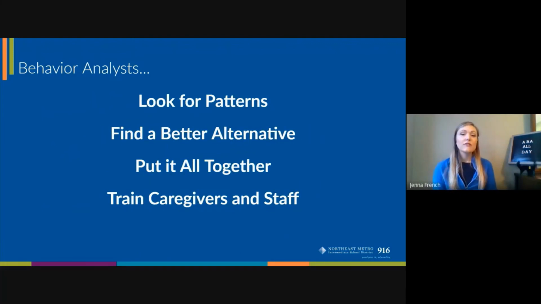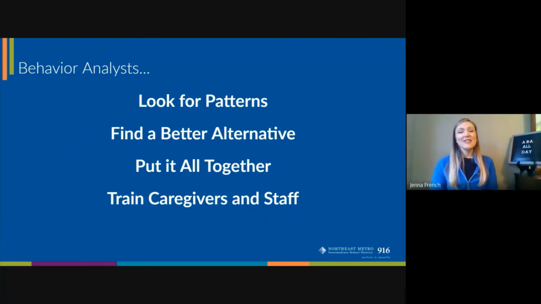Behavior analysts also look for patterns. We try to figure out any correlation between the antecedents and consequences that might be impacting a behavior. Based on those patterns, we can identify a function and then find a better alternative. What's a better way for this individual to have that need met? What's a good replacement behavior?